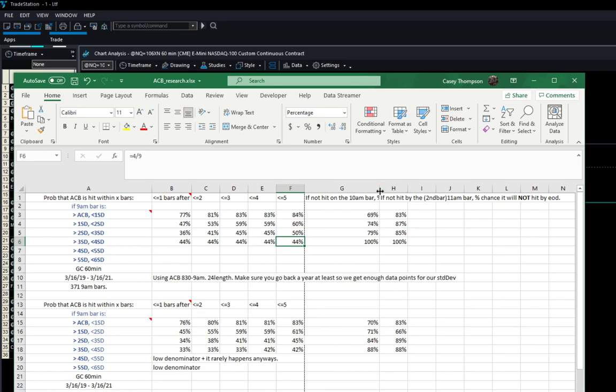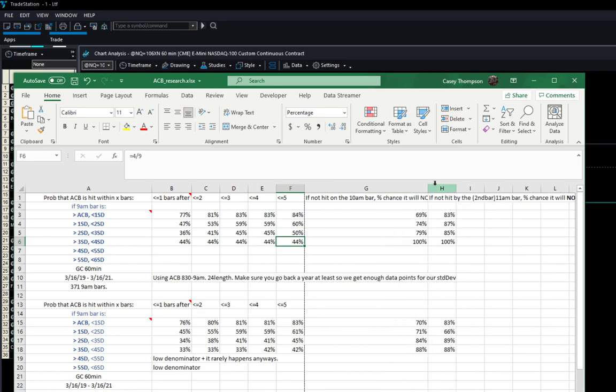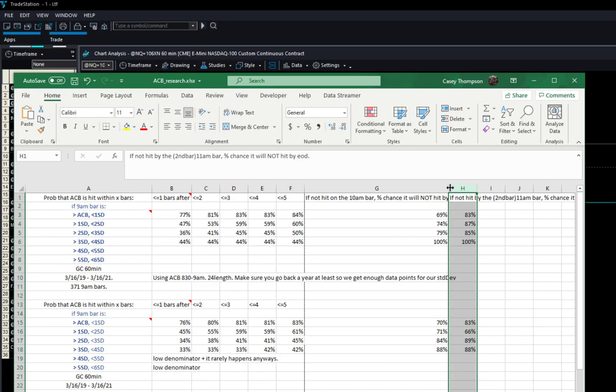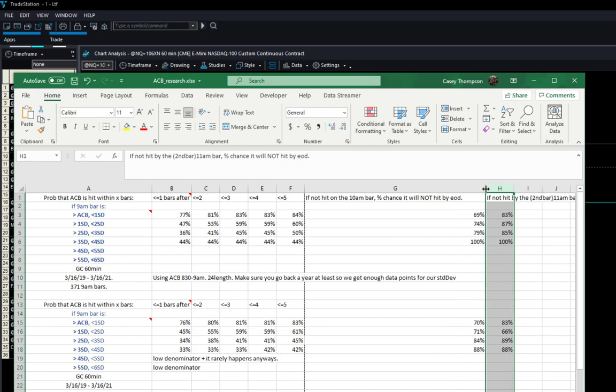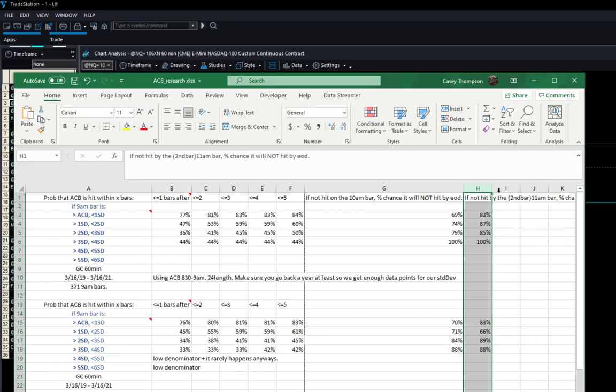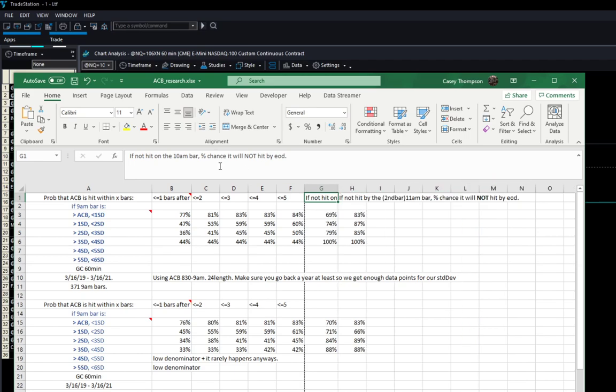If not hit on the 10 a.m. bar, what's the percent chance it will not hit by end of day? 100%? Whoa. So, wait a second. If not hit on the very next bar, the percent chance it will not be hit by the end of day is a 100% chance.